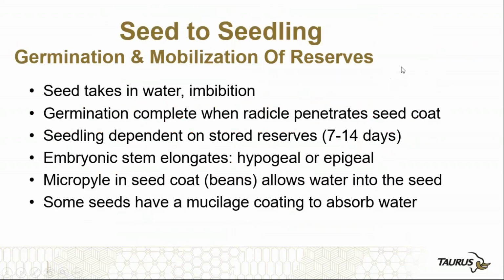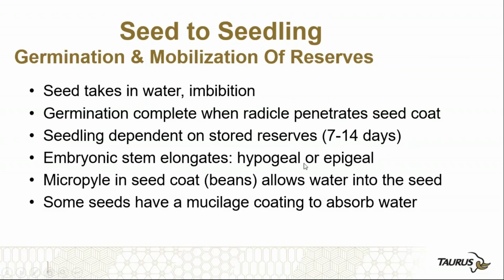So now we're into the seed to seedling. Here's what happened. Seed intakes water. Germination is completed when the radicle penetrates the seed coat. I'll show you that. Seedling is dependent on stored reserve for anywhere from 7 to 14 days. And if you're planting canola at 2 degrees, it's going to keep that plant going for a lot longer, depending on how warm the soil is.